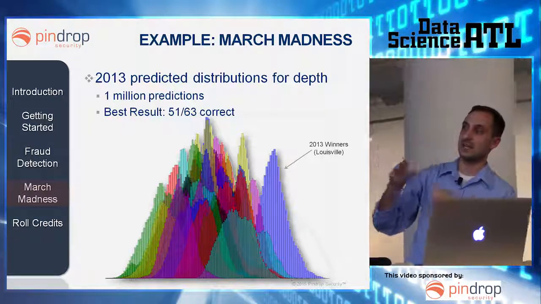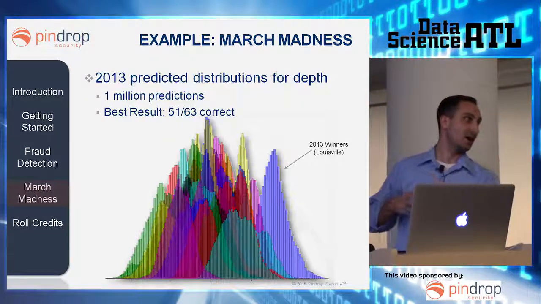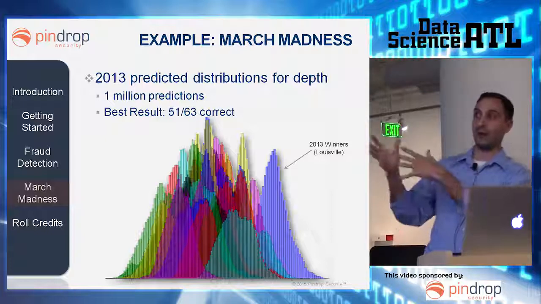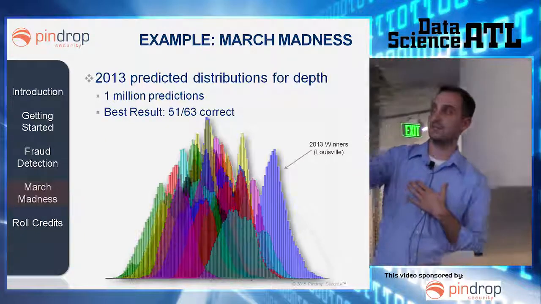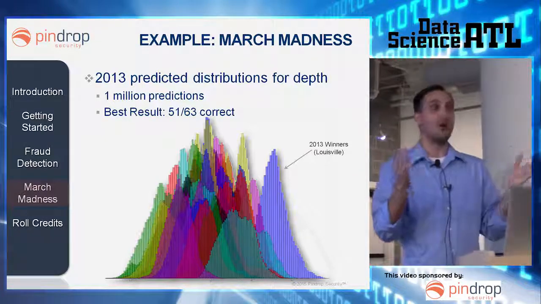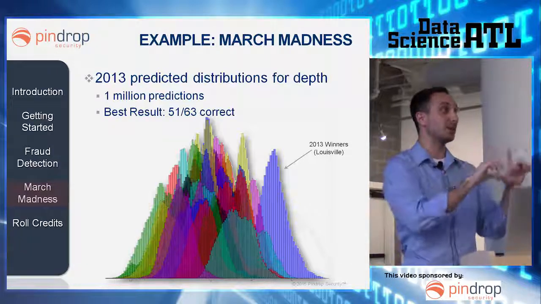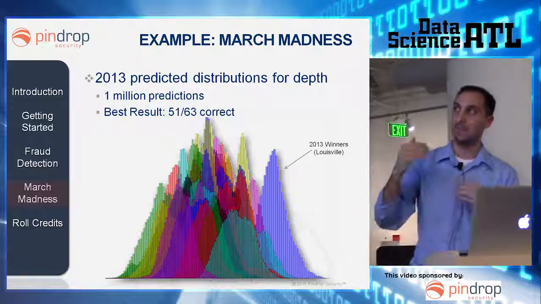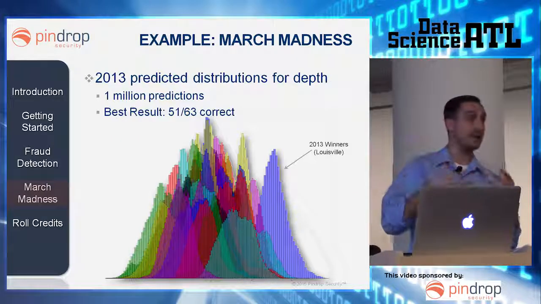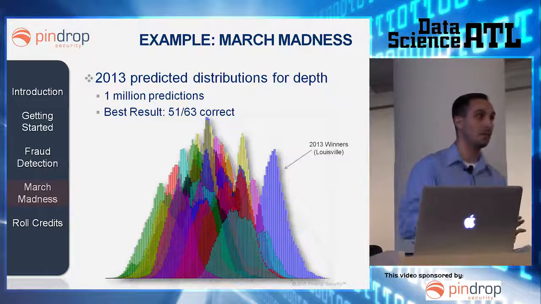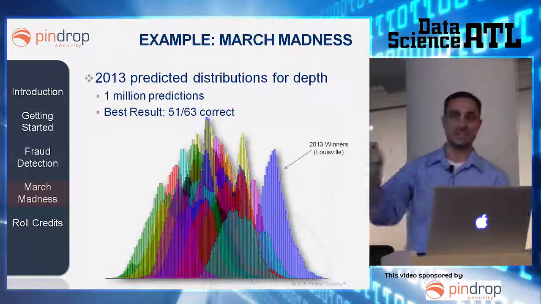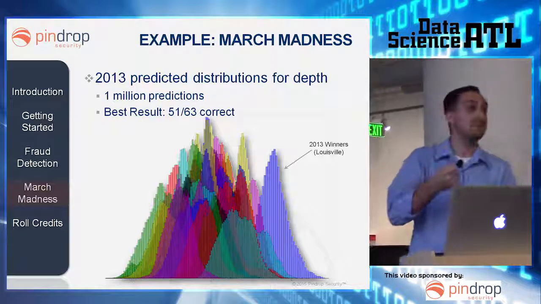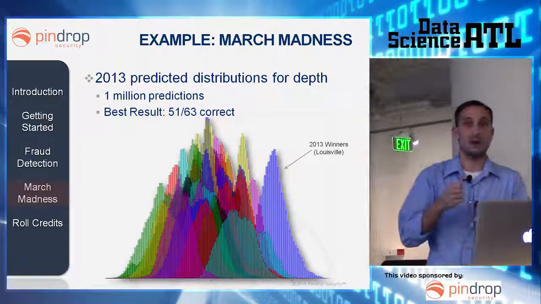And what we can see is these distributions are my confidence, my certainty about how well they're going to do. So the rest of the field, I really don't know. There's some distinction, but it's pretty clear that Louisville is going to win. That's an interesting result, and I actually made 1 million brackets from this distribution, pulling samples from these distributions, and out of that I was able to get 51 correct out of 63 total.